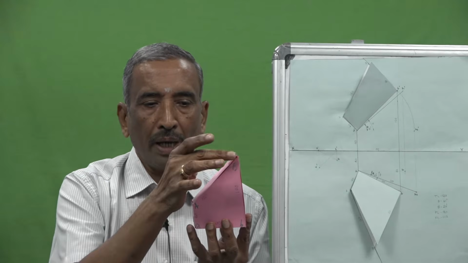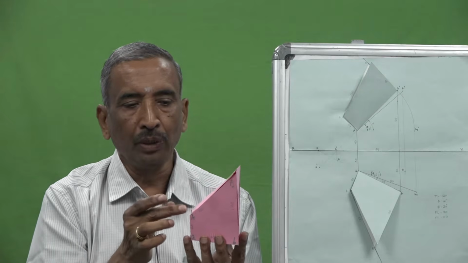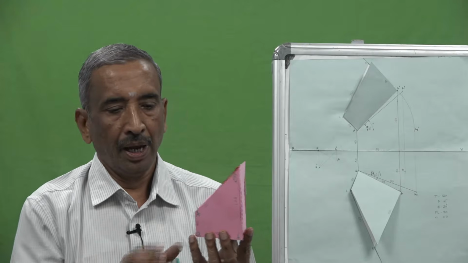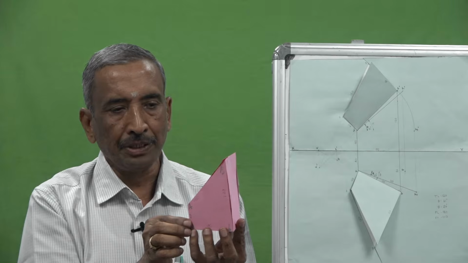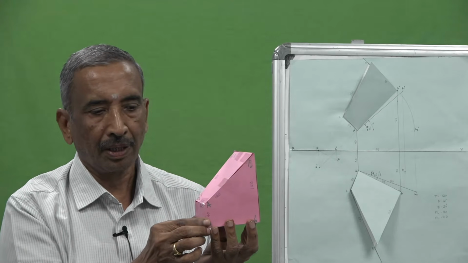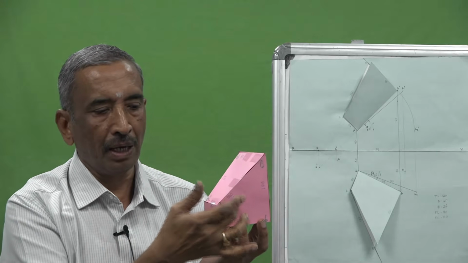Now, with the help of the solid model, I can find out what is the angle theta and what is the angle phi. Now, this is my trapezium. I make this trapezium parallel to VP like this. Now, I can find out the true length here. I can find out the true angle also.